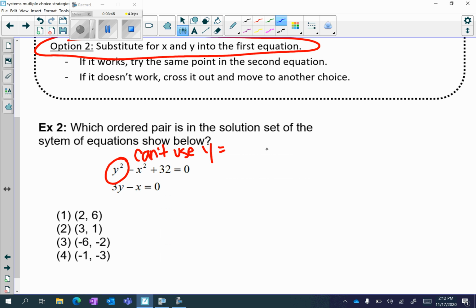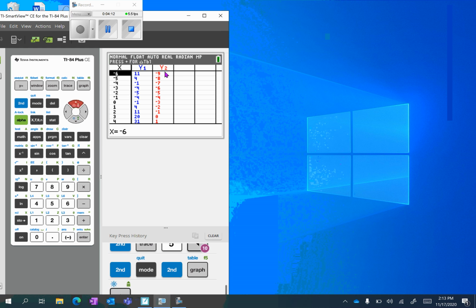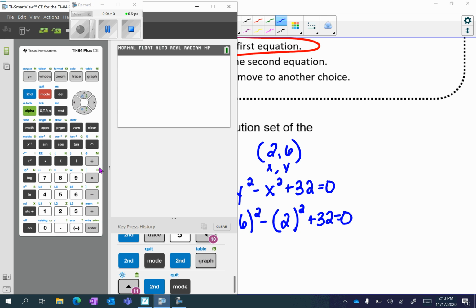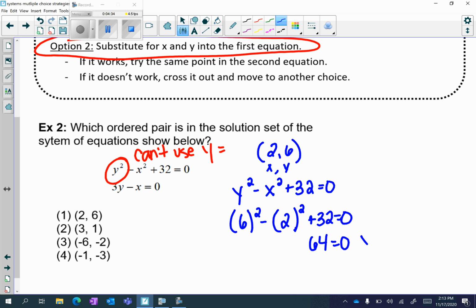So my first point is (2, 6). Remember, this is my x and this is my y. So I'm plugging it in, y squared minus x squared plus 32 equals 0. So that means I should have 6 squared minus 2 squared plus 32, and it should equal 0. So I'm going to go to my calculator, to the home screen, and I'm going to type that in. Parentheses 6 parentheses squared minus parentheses 2 parentheses squared plus 32. We get 64. So 64 equals 0, not true. Choice 1 doesn't work. I'm going to move on to choice 2.